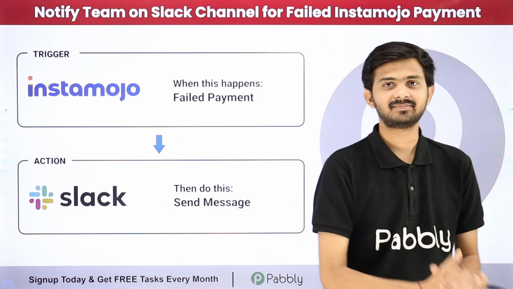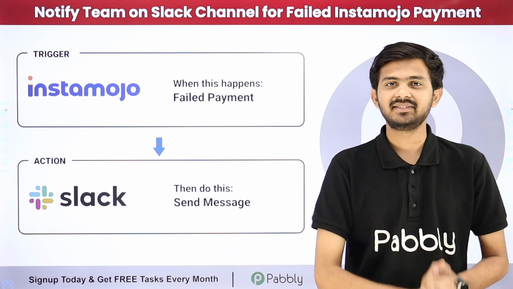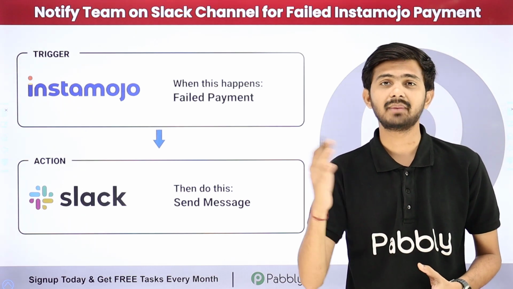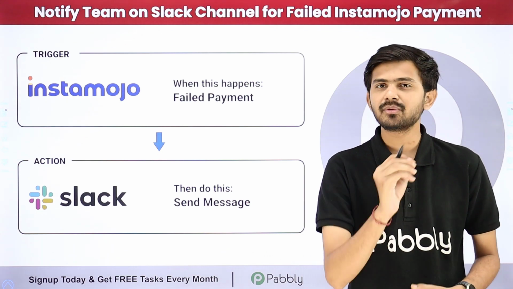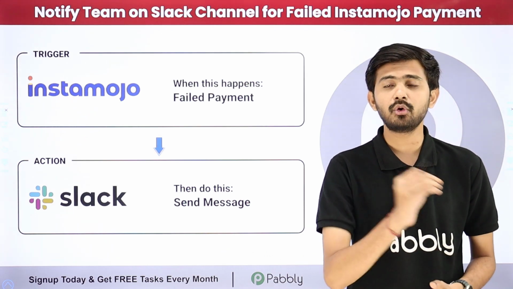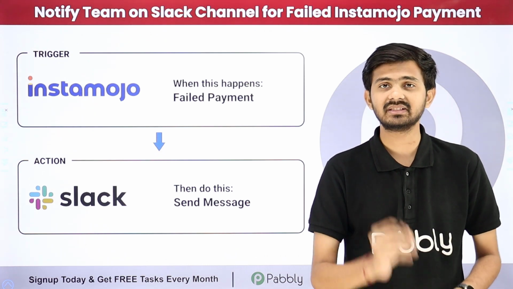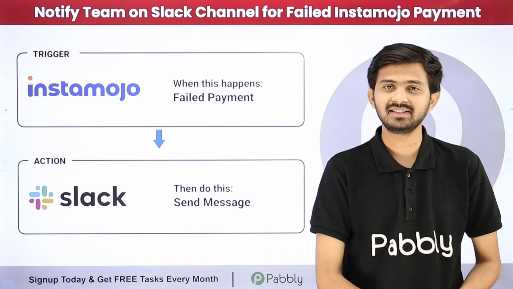today our topic is how to notify team on Slack channel for failed Instamojo payment. So here I'm running an online store and I want to keep track of all the failed payments that I'm going to receive through Instamojo. For that, I'm going to simply send a notification message on my Slack channel to notify my team about the failed payments that I'm going to receive for my online store.